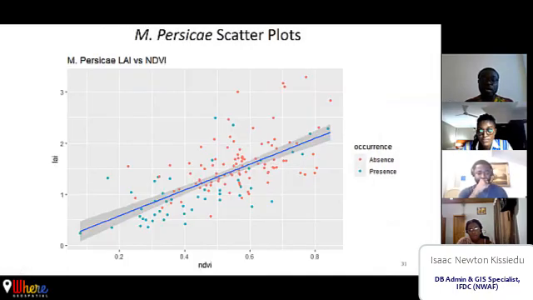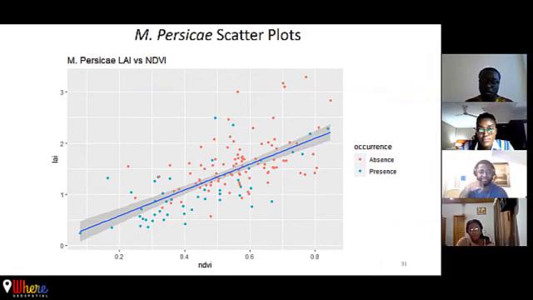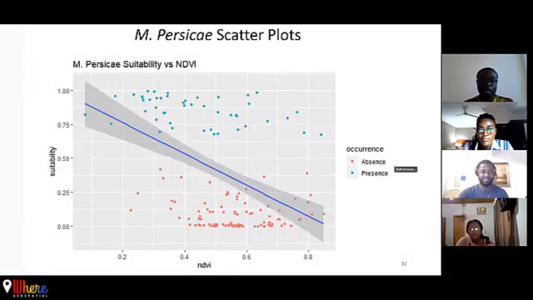I will not delve into the explanation of this chart because of time, but we have similar charts occurring on both sides.